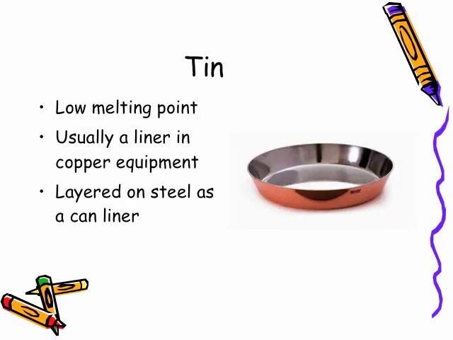And then tin is usually a liner, either in copper equipment or tools, or layered on steel as a liner for cans and canned products. It has a very low melting point, so it works effectively as a thin layer in cans, but again, not normally used as a cooking medium.